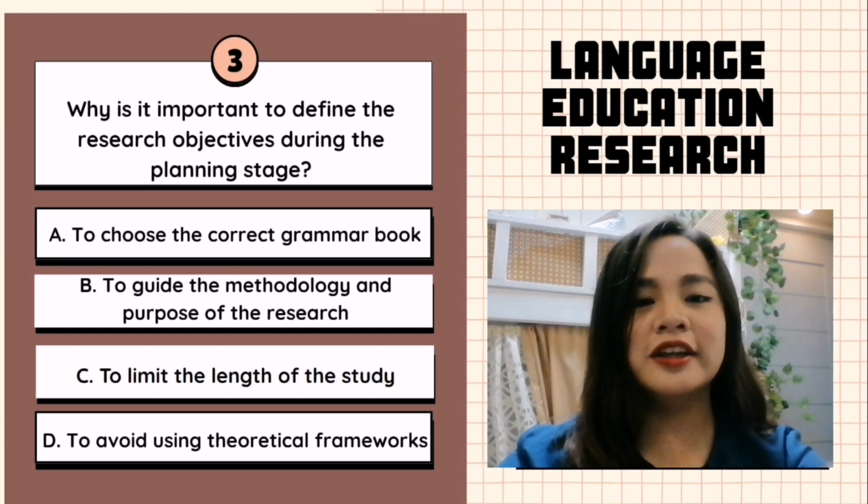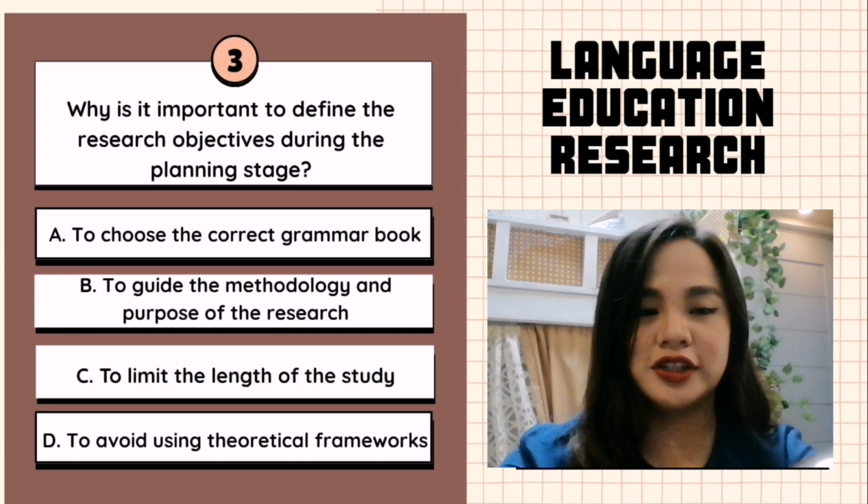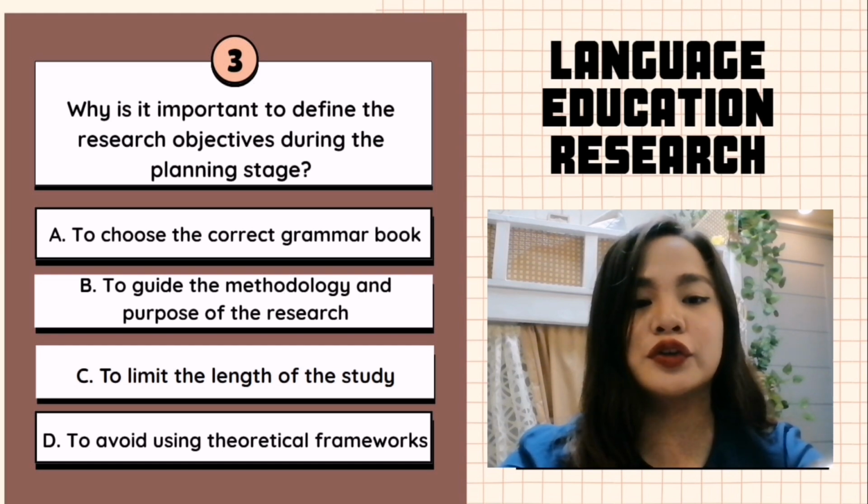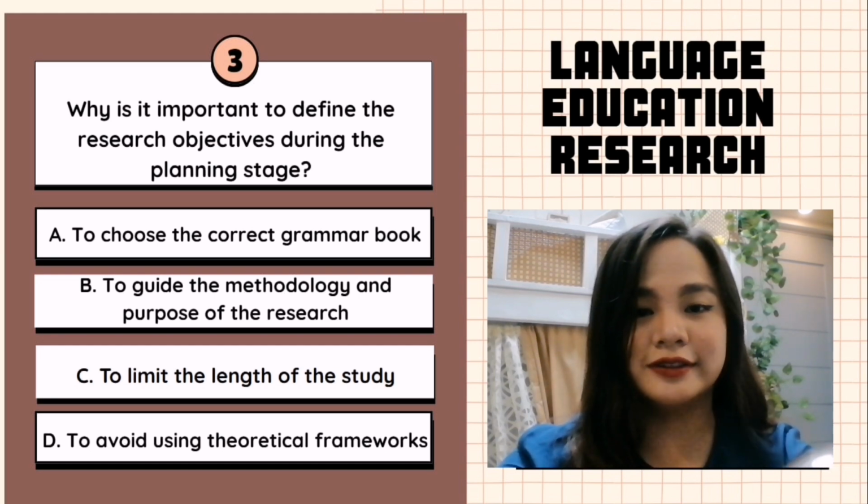Number 3. Why is it important to define the research objectives during the planning stage? A. To choose the correct grammar book. B. To guide the methodology and purpose of the research. Or C. To limit the length of the study. Or D. To avoid using theoretical frameworks.